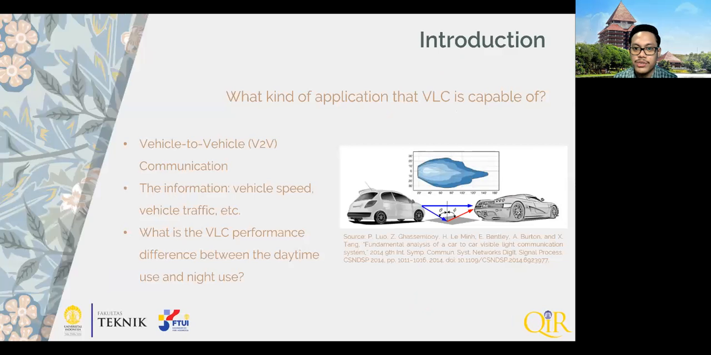As we move closer to the smart city era, one of the VLC applications is that it can be implemented in vehicle-to-vehicle communication, or V2V communication, as a part of the IoT smart mobility concept. This figure on the right is illustrating how the V2V communication works using a VLC system. There is some information that can be transmitted by V2V communication, such as vehicle traffic, location, vehicle speed, and so on.